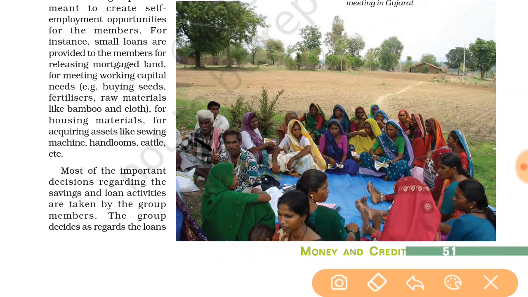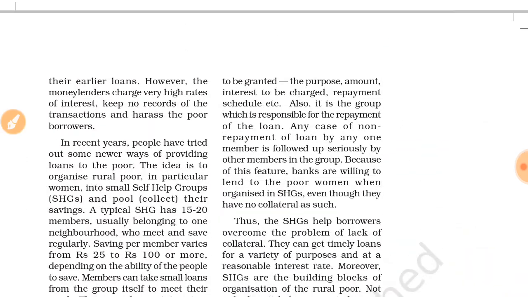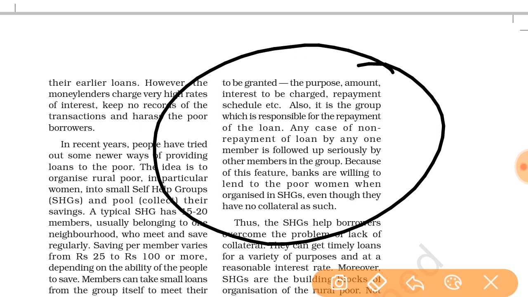And again, see, the most important decisions regarding saving and loan activities are taken by the group members. The group decides as regards the loans to be granted, the purpose, amount, interest to be charged, and repayment schedule, etc. And it is also the group who is responsible for repayment of the loan. Any case of non-repayment of loan by any one member is followed up seriously by other members in the group. Suppose someone borrows money from this group among their members, but she or he is unable to repay the loan. So at that time, the group members decide what to do among themselves.